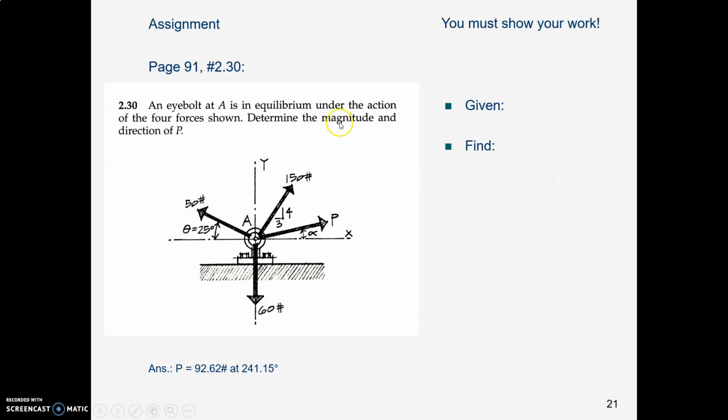All right, and then he says, determine the magnitude and direction of P. Here is force P. So he tells us three of the forces, their magnitudes and their directions. The fourth force, we don't know what angle it is, and we don't know what magnitude it is. So we're trying to find both of those.